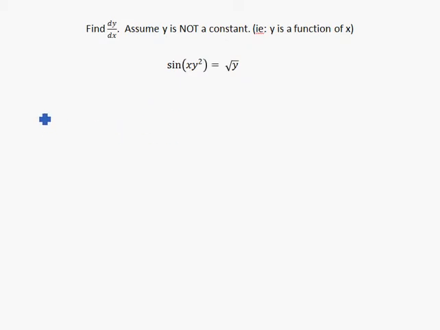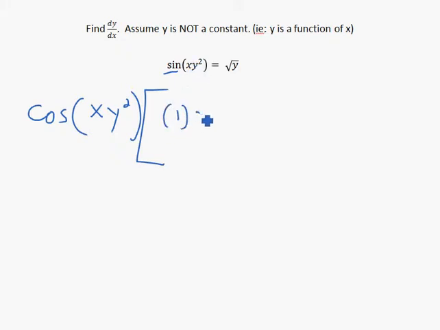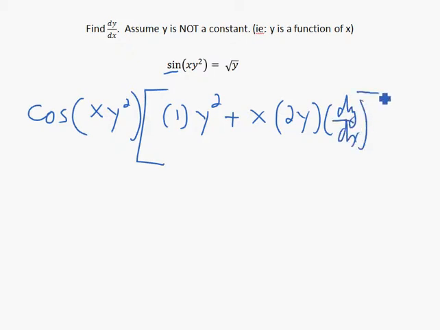Deriving the left side gives us: derive sine first, that becomes cosine, leave the inside the same, and then we multiply that by the derivative of what's inside, which is the product rule. So we derive the first part of that product first. The derivative of x is 1 times y squared, plus x times the derivative of y squared, well that's 2y times dy/dx. That's the derivative of the left side.